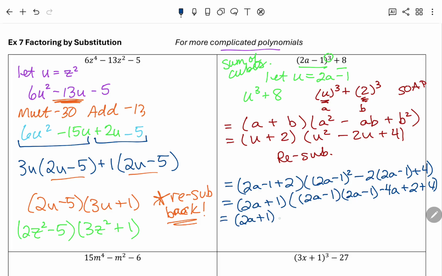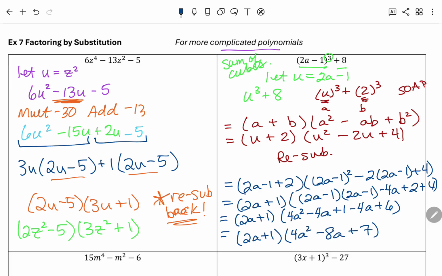2a plus 1, you're just hanging out in front. This is going to give me what? 4a squared minus 2 minus another 2 plus 1. And this should be our last line. Let's see here. 2a plus 1, 4a squared minus 8a plus 7. If I did that right, I think we're good to go.